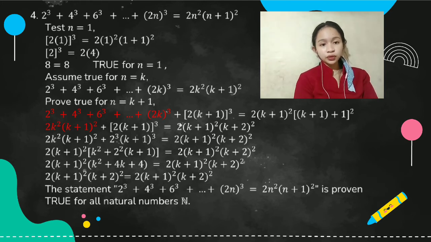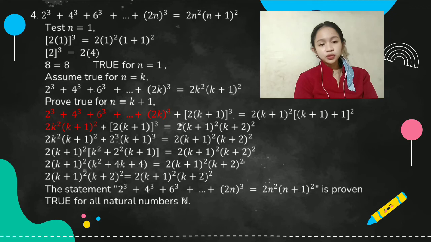2 times 1 raised to 3 equals 2 times the quantity of 1 squared, times the quantity of 1 plus 1 squared. So 2 raised to 3 equals 2 times the quantity of 4, so 8 is equal to 8. It is true for n equals 1.